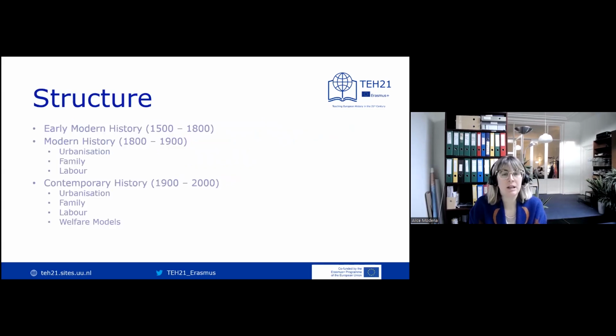We will start by looking at examples of social engineering in early modern history and ask ourselves whether we can identify such examples. Then, we will look at urbanization, family, and labor in modern history, and at the approach of states to these three components of social life. Finally, we will look at these three domains in contemporary history, reflecting on what changed throughout the 20th century and what this tells us about welfare and welfare models in Europe then and today.